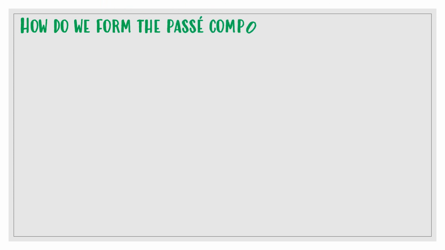Okay, so we're looking at constructing the passé composé in French, right? And we just said that we can use either the verb avoir or être to form the passé composé. Point of information: the vast majority of verbs in French will use the helping verb avoir to construct the passé composé. Let me repeat that. The vast majority of verbs in French will use avoir to construct the passé composé, the past tense.